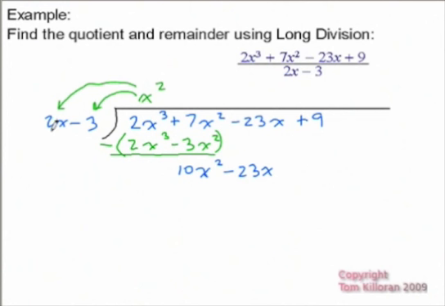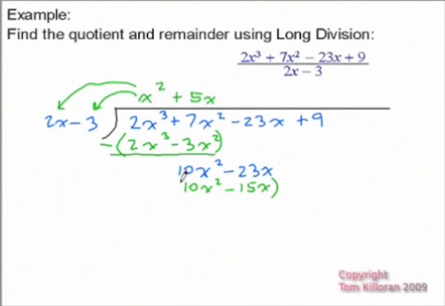What times 2x is going to give us 10x squared? Well, that's going to be 5x. So I'm going to multiply by a positive 5x. It's important to either say positive or negative after that first term. Distributing it down, 5x times 2x, that'll give us that 10x squared. And 5x times negative 3, that's going to give us a negative 15x.